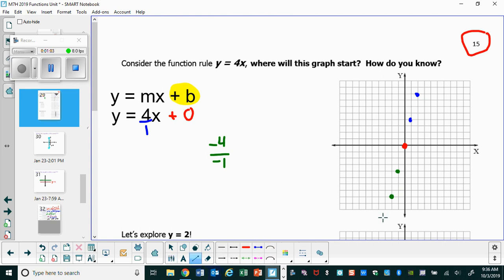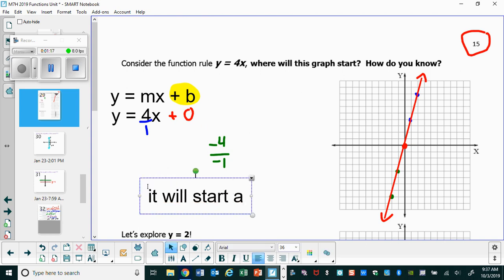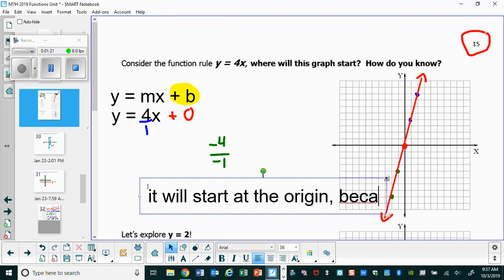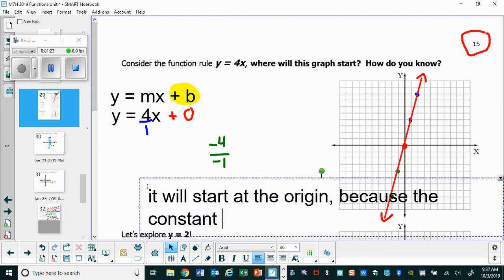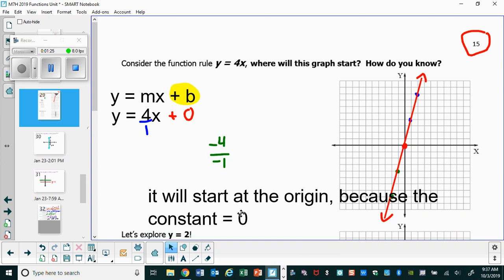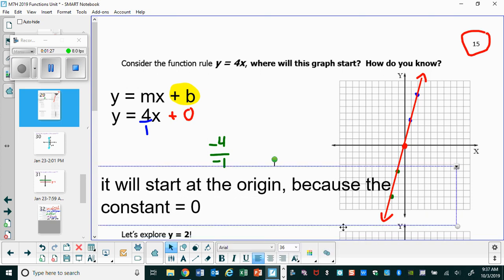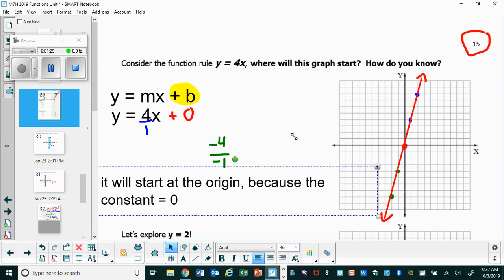Once again, when we connect, we should get a straight line here. Arrows on the end, and we're good to go. So this one started at the origin because we don't see a constant. So to answer the question, it will start at the origin because the constant equals 0. Okay, cool. All right, now let's take a look at the next problem, y'all.